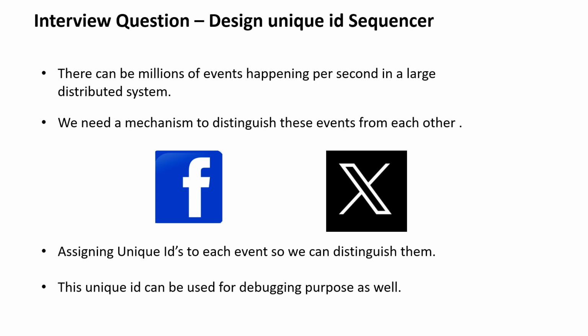Once you are asked to design this system, the first step is to ask about requirements, right? What requirements do you need to fulfill? The main requirement is that we have to design a unique ID sequencer. Then, if you want to drill down into what other properties or features you want in your application, uniqueness is a very important, key thing here, right?